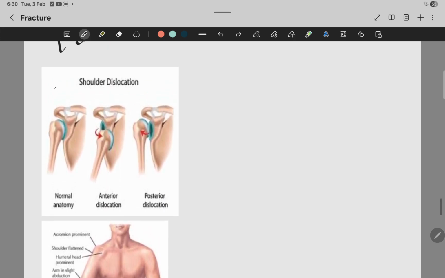See, from this we'll know this is the normal shoulder anatomy. Here, the anterior displacement of the humeral head from the glenoid cavity is the anterior dislocation, and this one, the posterior displacement of the humeral head, is known as the posterior dislocation.